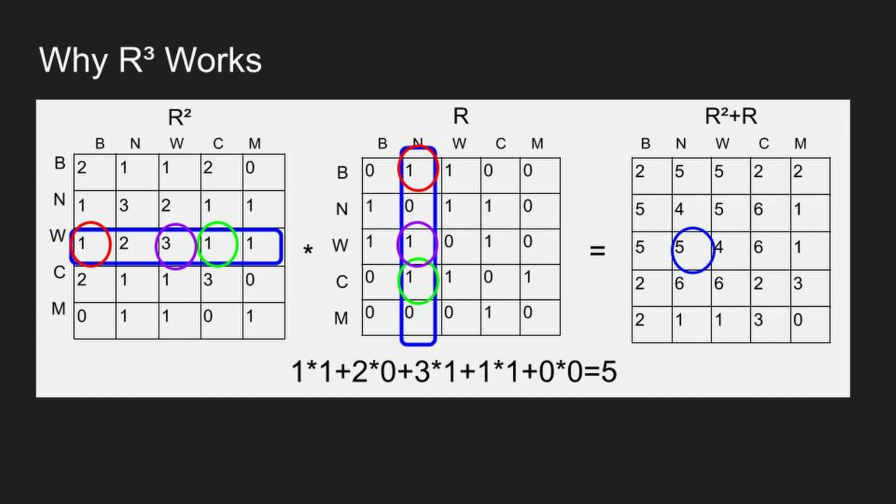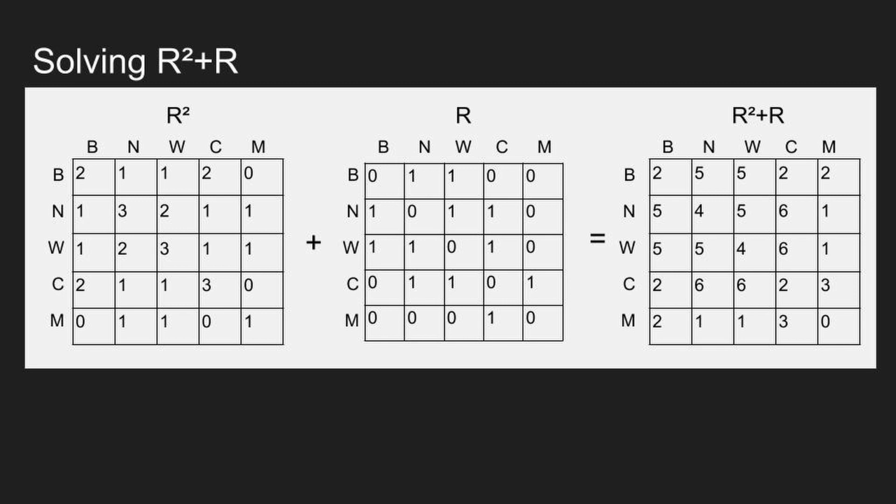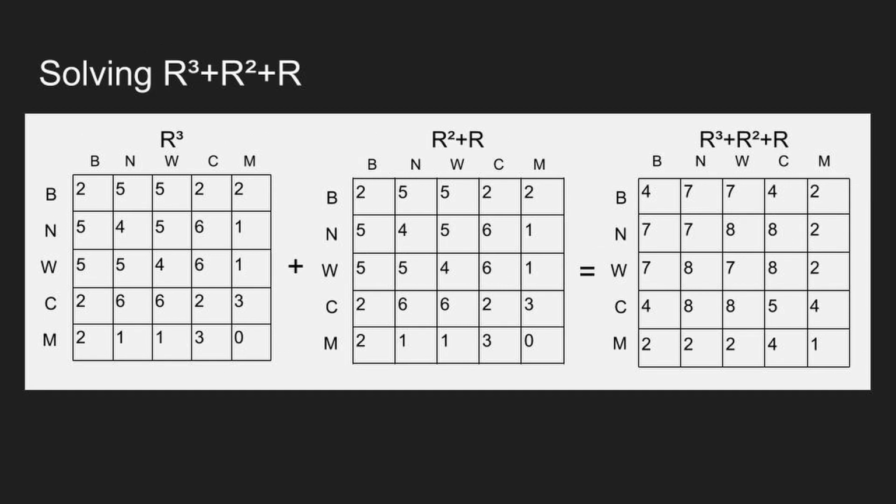As either number increases, so does the number of paths. This is R squared plus R. What this matrix shows is the number of 1 or 2-step flights between any given cities, or 0 and 1 layover trips. This is R cubed plus R squared plus R. This shows the number of 1, 2, and 3-step paths between any given cities, or 0, 1, or 2 layovers.